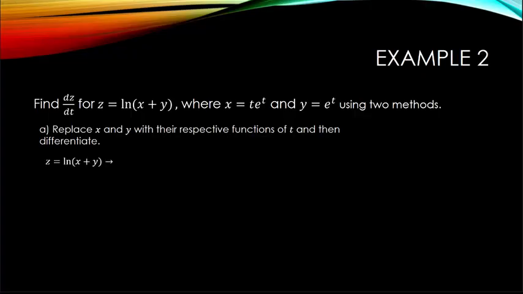This means that z is equal to the natural log of x plus y becomes z is equal to the natural log of the quantity t e to the t plus e to the t. Now I'm going to simplify this before I try and take a derivative. This becomes the natural log of the quantity e to the t times t plus 1.